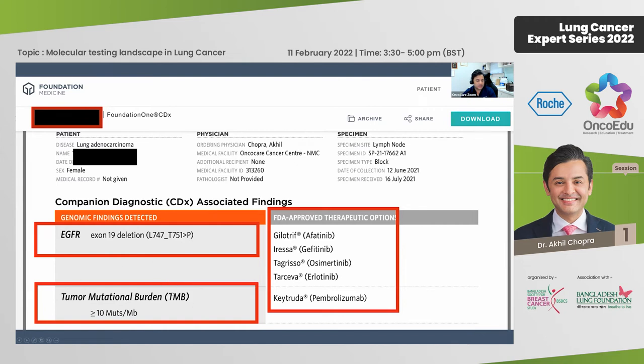In addition, we also found that she had a high TMB. So somewhere in the future, if she progresses on TKI, we have the option of giving her immunotherapy. So here clearly there's a case where a very good PCR-based hotspot panel was negative for EGFR mutation. But when I repeated the same sample, I sent it for an NGS test using the Foundation Medicine platform, I found an exon 19 deletion. If I had not done this additional test, I may have continued on chemotherapy, which is obviously inferior to tyrosine kinase inhibitor therapy for EGFR-mutant lung cancer.